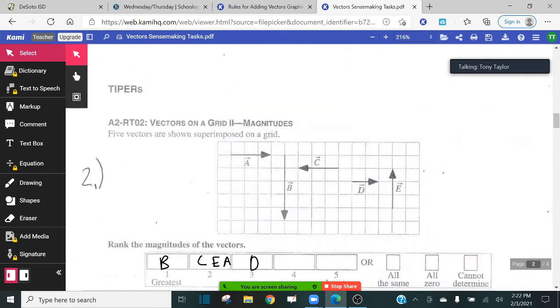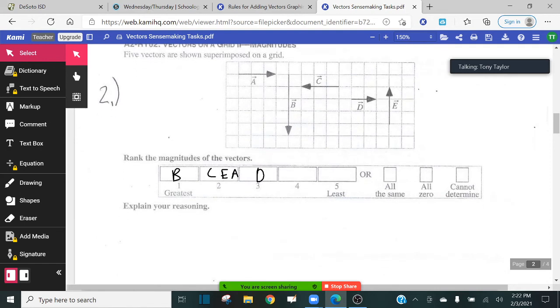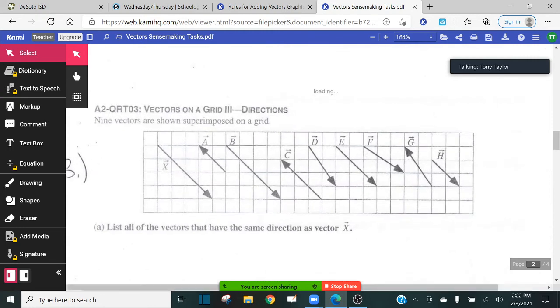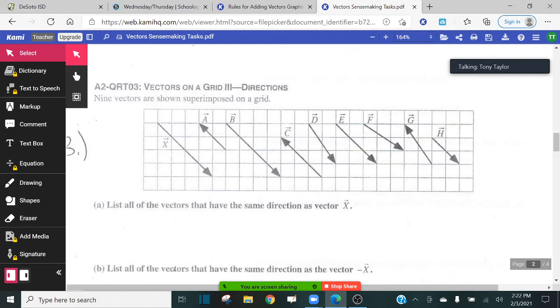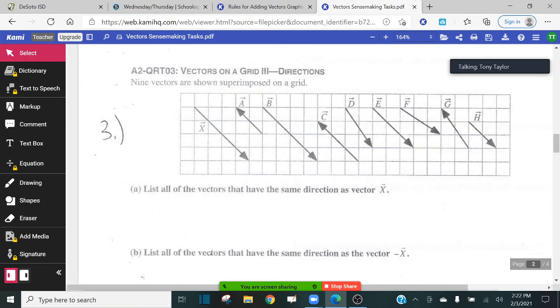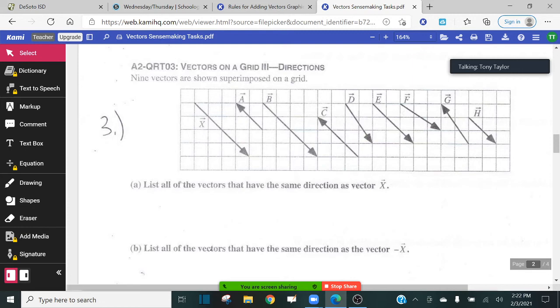Okay. So all right, guys, let's look at number 3. Don't worry about explaining your reasoning here. I want to move on. This is the one that some students tend to struggle with, so I want you guys to look carefully at these arrows when answering them. So now for 3A, 3A says list all the vectors that have the same direction as vector x. Okay. So guys, what do y'all think? List all the vectors that have the same direction as vector x.